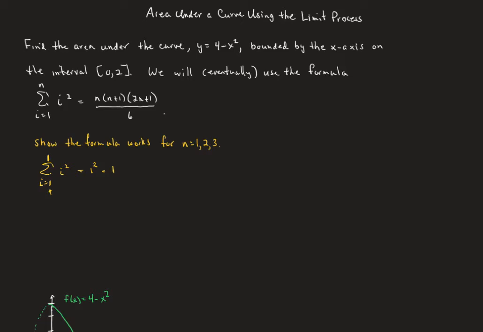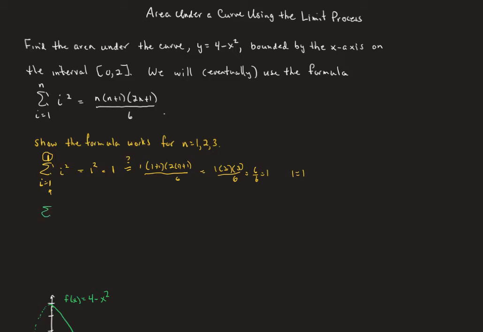Now on the other side, we're going to plug in 1 for the n. So the formula part says 1 times 1 plus 1 times 2 times 1 plus 1, all over 6. And we can see that that's going to give us 1 times 2 times 2 plus 1, which is 3, over 6. And that's 6 over 6, which is indeed equal to 1. So we've shown that 1 is equal to 1, and the formula does really give us that sum. Not terribly interesting, but it's a start.